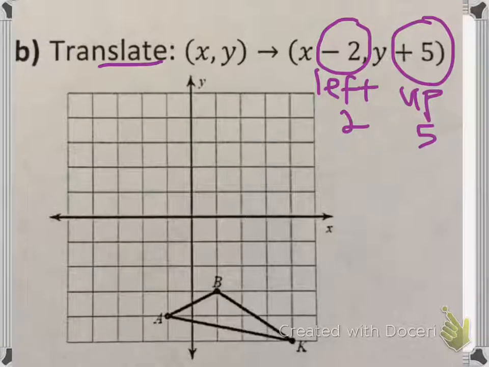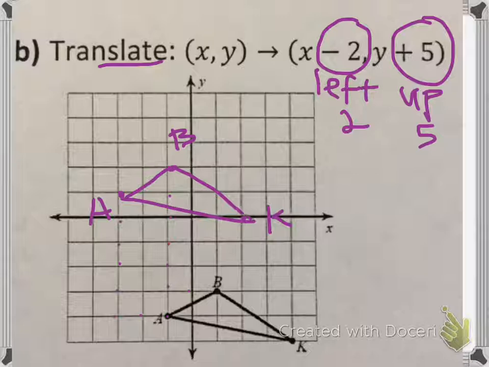So from A, left 2, up 5 gets me a new point right here for A. B would be left 2, up 5, which is right here for B. And K would be left 2, up 5, which is right here. And my new shape is up there just like that.